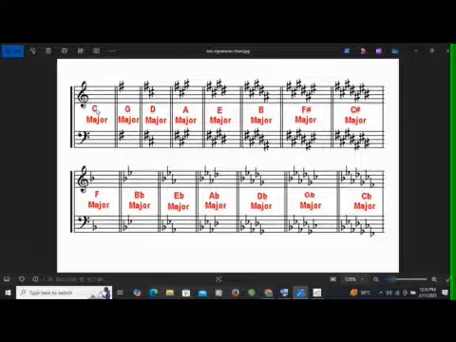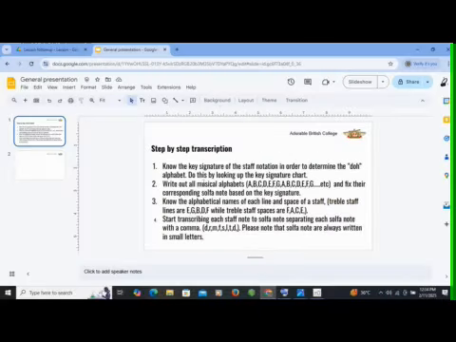The Do alphabet is what? C. The Do alphabet of the music we are trying to transcribe is C. The Do alphabet is C. So know that. Now what's the second procedure?